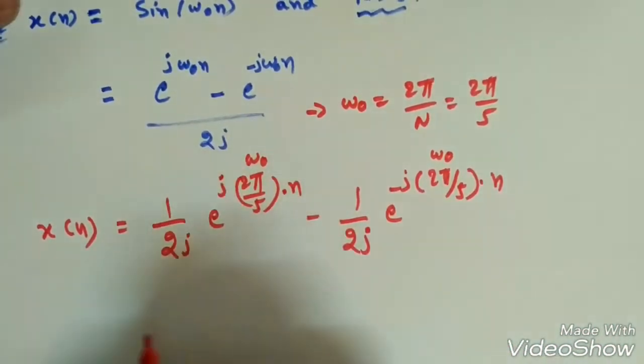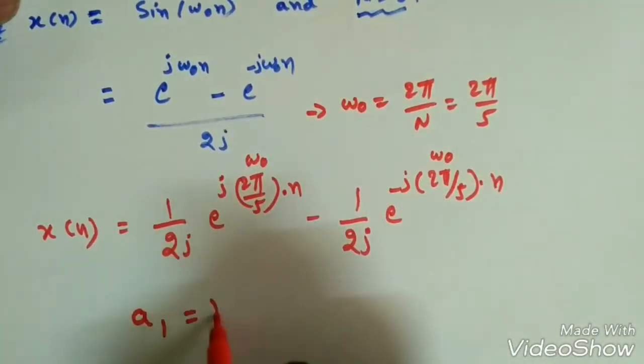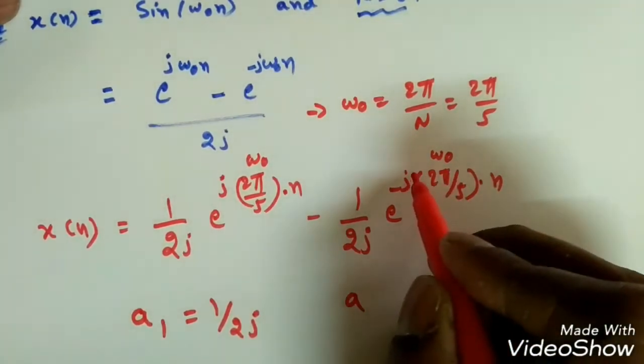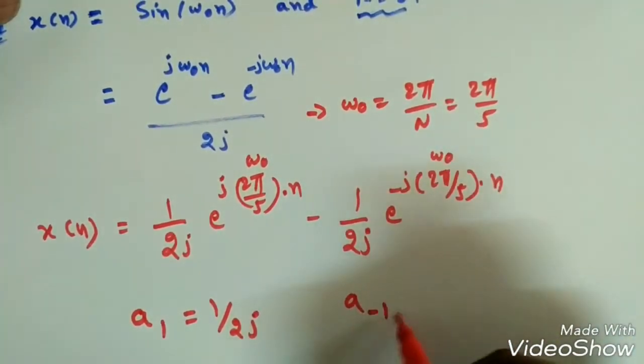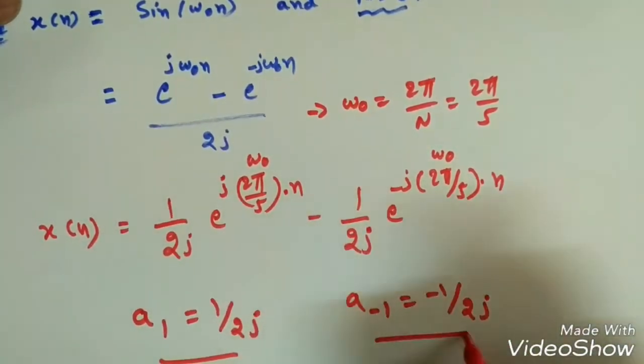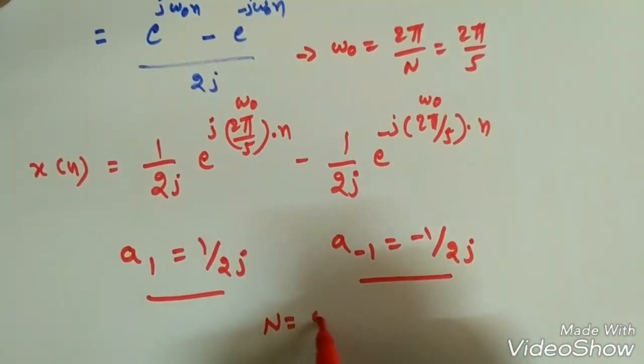Now what is the coefficient? The coefficient is 1 into omega naught. So a1 is equal to 1 by 2j, and see this is k equal to minus 1. So a minus 1 is equal to minus 1 by 2j. These two are the Fourier coefficients. And what is N? N is equal to 5.